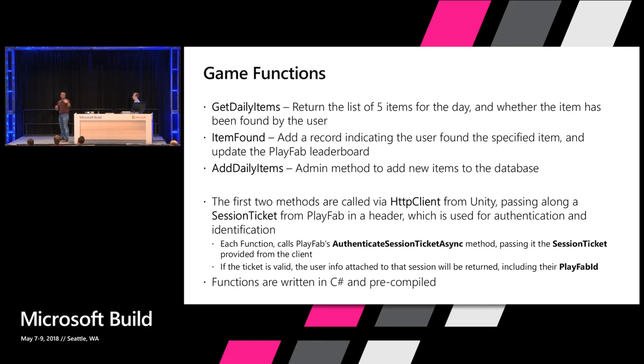The other function we have is called item found. Item found is called by the Unity client when the user has successfully taken a photograph. So when Brian took a picture of my awesome shoe, an entry was posted on the item found function, which in turn will post this item to Cosmos DB, and will update the PlayFab leaderboards.